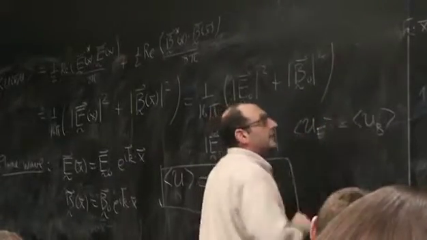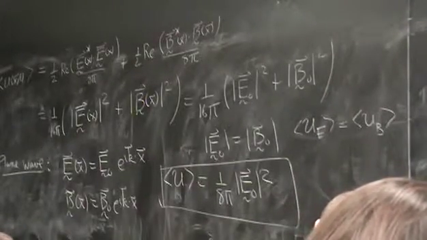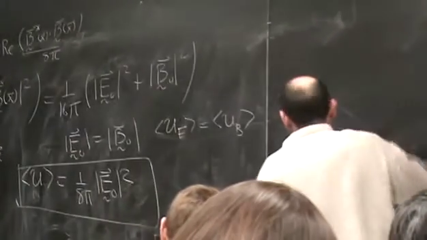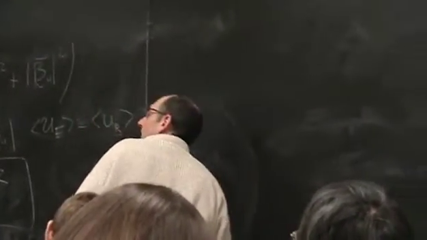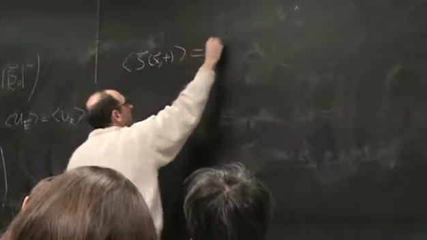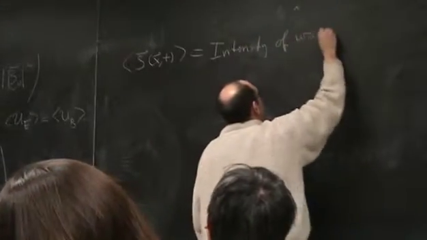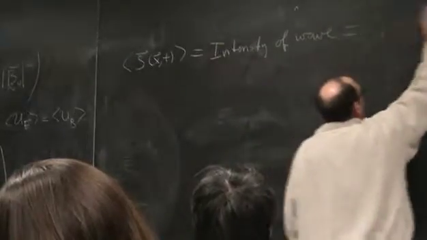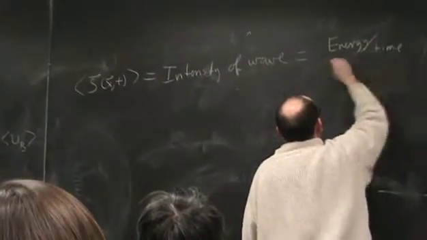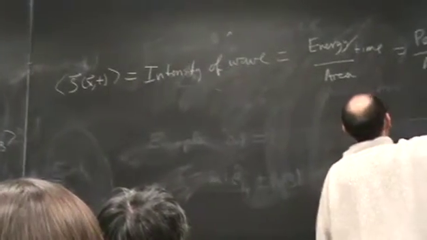All right, what about the Poynting vector? Again, we can look at the time average of the Poynting vector as a function of position. This is known as the intensity of the wave. Right? What are the units of the Poynting vector? It's the energy per unit time, per unit area, or the power per unit area. That's the intensity.